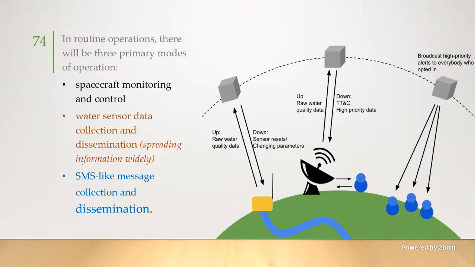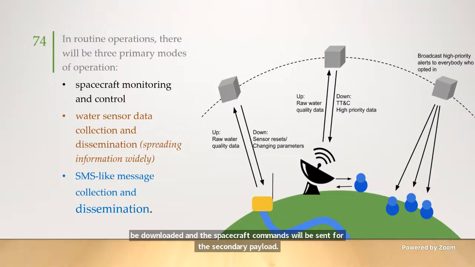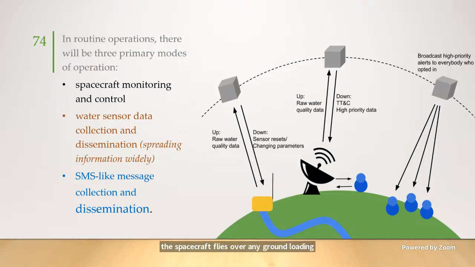When the spacecraft flies over the community ground stations, the spacecraft health and payload data will be downloaded and the spacecraft commands will be sent. For the secondary payload, the SMS-like payload, which also uses the low-range transceiver, when the spacecraft flies over any ground low-range transceivers for user SMS-like devices, these devices will respond with a handshake, and the spacecraft will then send any stored SMS-like messages for those devices.